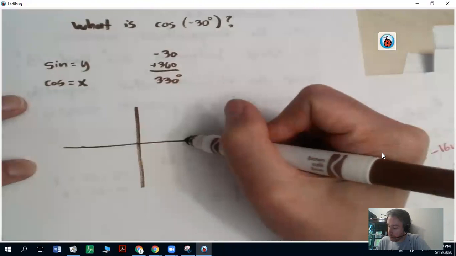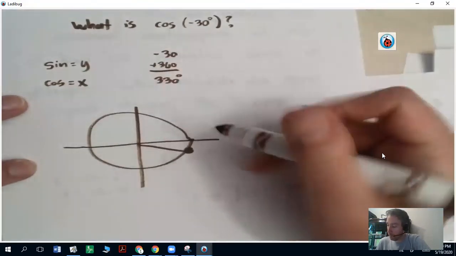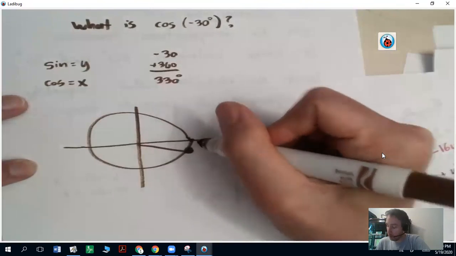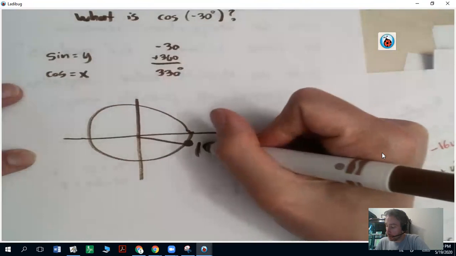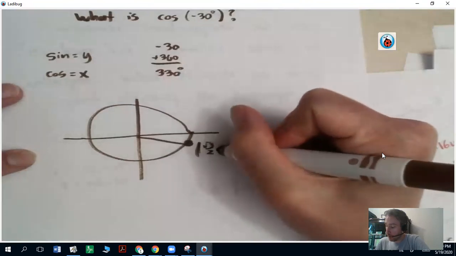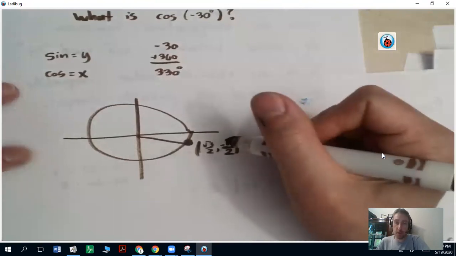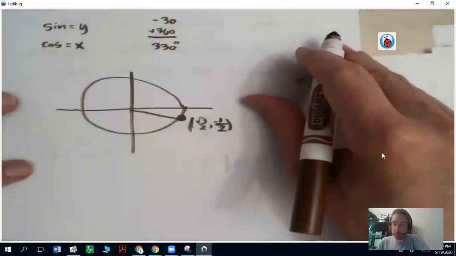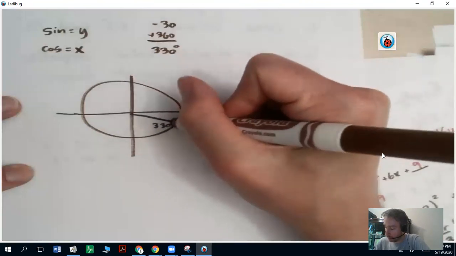if 360 is one full circle, 330 is going to be somewhere over there, 30 degrees shy of one full complete circle. I also know that coordinate happens to be the square root of 3 over 2, comma, negative 1/2. That's not something you get until you practice with the unit circle. So I don't expect you to know that since you've been out in quarantine land.